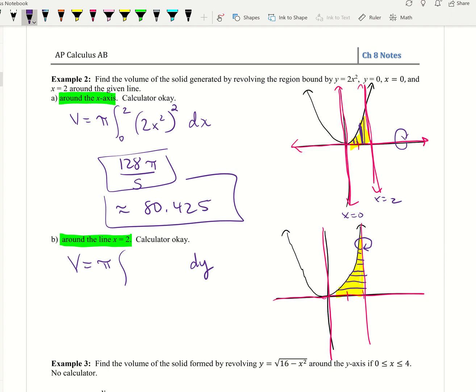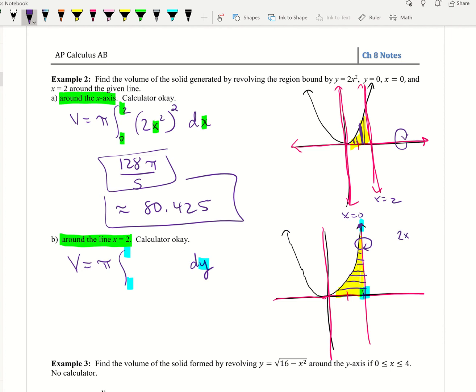That is going to change my setup. Because this was dx, these were x values and my input variable was x. If I'm now doing dy, then these have to be y values. I need my lowest y value to my tallest y value. Well, I don't necessarily know what that tallest y value is off the top of my head. To find it, I'm going to need to see where these curves intersect.